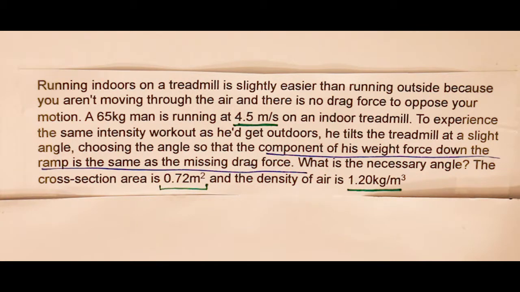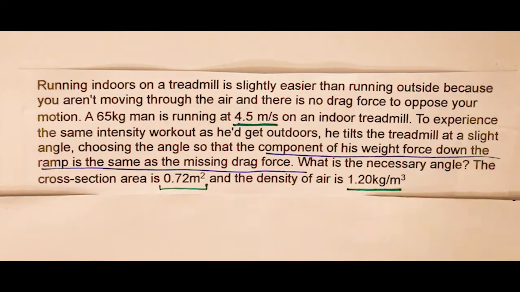To experience the same intensity workout as he'd get outdoors, he tilts the treadmill to a slight angle, choosing the angle so that the component of weight force down the ramp is the same as the missing drag force. What is the necessary angle?